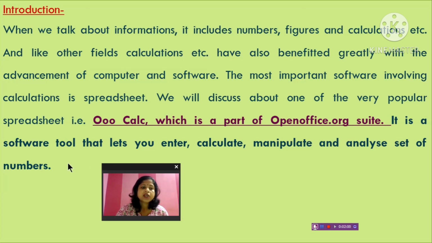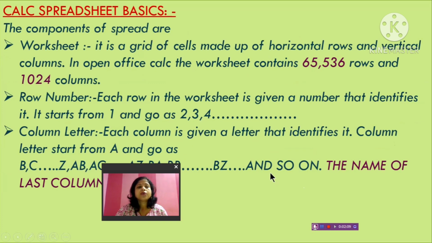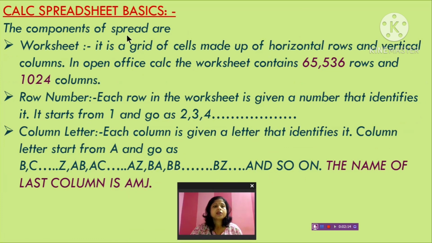It is a software tool that lets you enter, calculate, manipulate, and analyze sets of numbers. Now, what are the spreadsheet components? The first component is the worksheet. It is a grid of cells made up of horizontal rows and vertical columns. A grid-like, or table-like, structure where horizontal rows and vertical columns will be there.